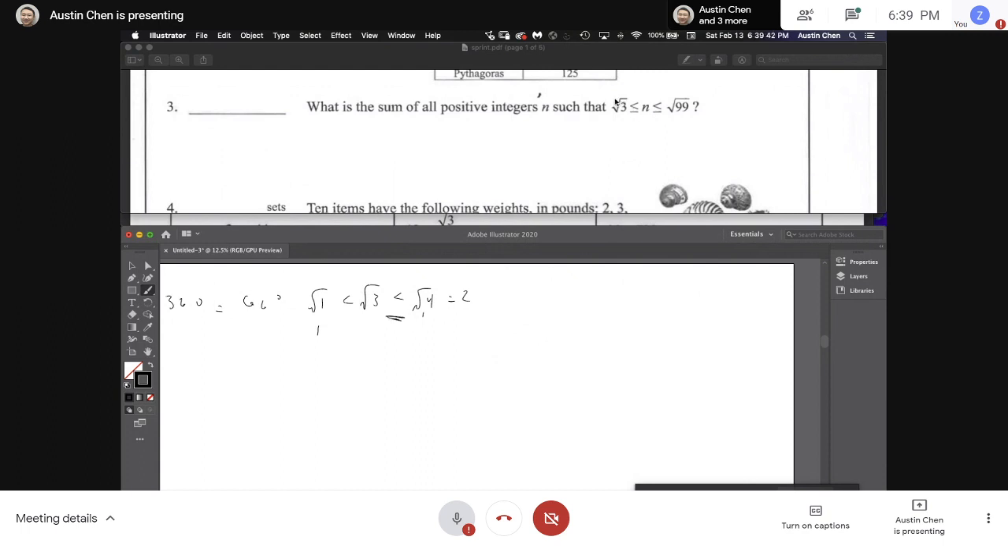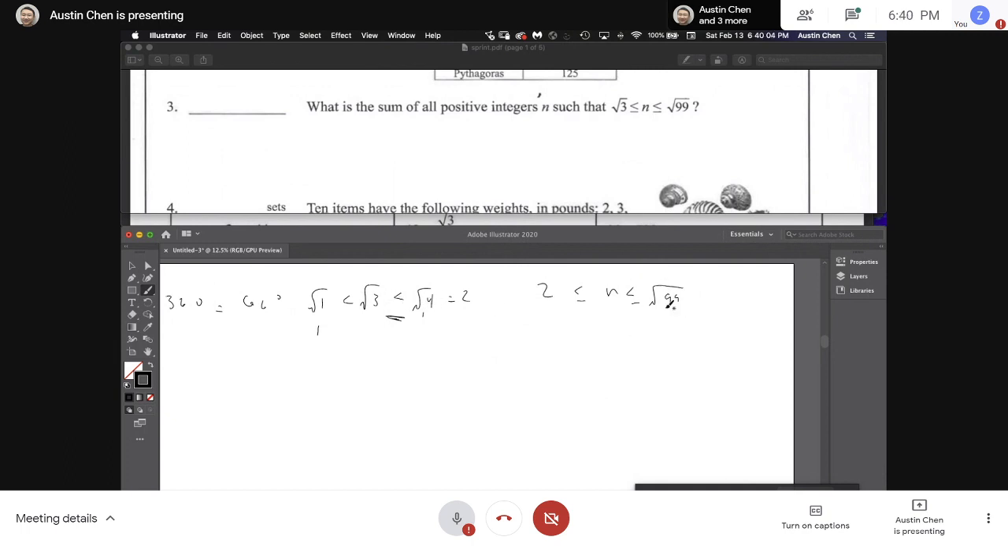So basically, we can just substitute root 4, which is 2, into there. So then 2 is less than or equal to n is less than or equal to root 99. I've pushed this lower bound up, and I can do that because I know that there are no integers in between. Like I'm not missing any integers.